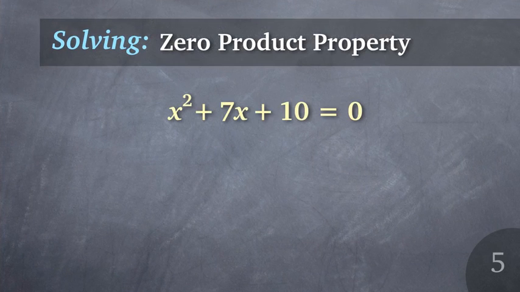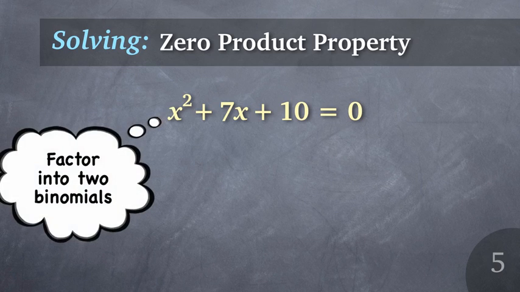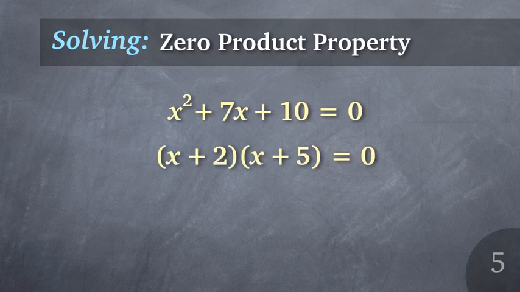Okay, zero product property. This is just saying if I have this trinomial set equal to 0 and I factor it into 2 binomials, I would get this. I could check that by doing monkey face or FOIL if I wanted to, but I'm pretty sure it's right. So now what that means is that if either one of these binomials is equal to 0, then this is a true statement.